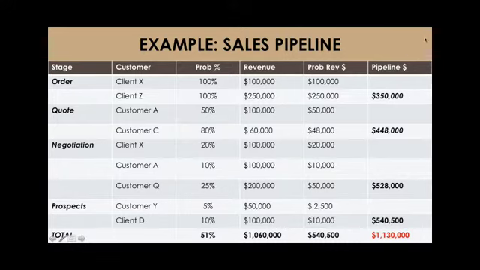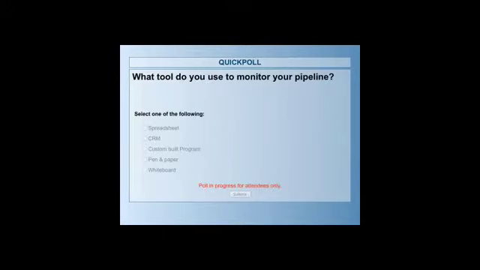Now, for those of you that do have a pipeline, I'm going to ask you another little poll here. What tool do you use to monitor that pipeline? Sorry, I went blank there for a second. It could be a spreadsheet, it could be a CRM. There are some custom built programs and purpose designed pipeline programs out there. And I've seen plenty of people that just use good old fashioned pen and paper or a whiteboard. I know plenty of people who track their pipelines on a whiteboard. Where does it sit for you?